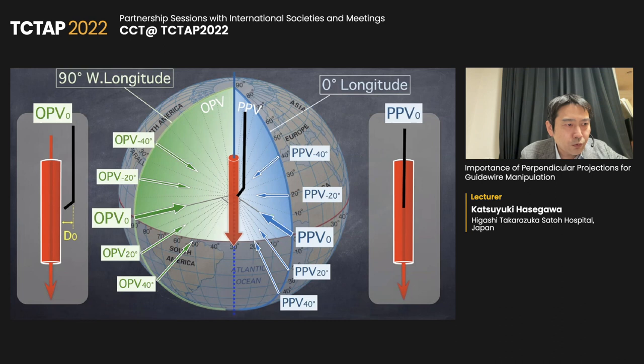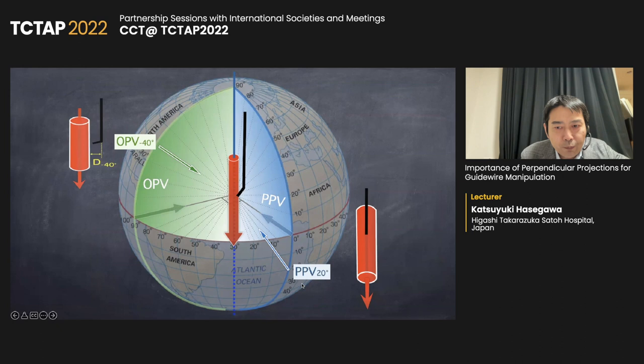Let me go back to the terrestrial globe. From anywhere on the 0 degree longitude, the guide wire and the target are overlapping each other like this. And for example, PPV 20 degrees and OPV minus 40 degrees are considered perpendicular, even though the opening angle is not 90 degrees.